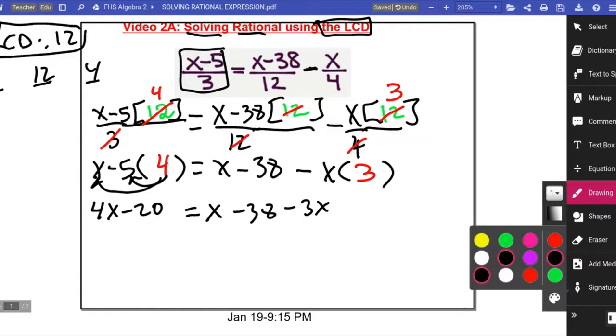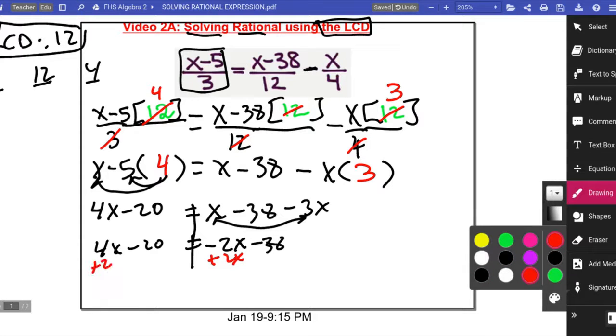All right, let's solve this thing. So how do we solve? We're solving for x. So I would suggest you to do this. First, combine the x's on this side. Since they're on the same side, you should have negative 2x minus 38. You still have your 4x minus 20. And then my next move would be add 2x. Add 2x. So you have 6x here minus 20 equals negative 38.